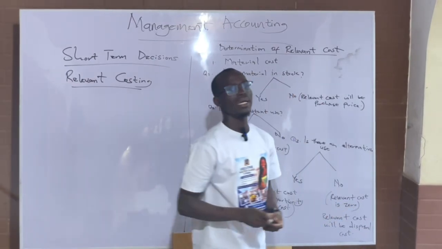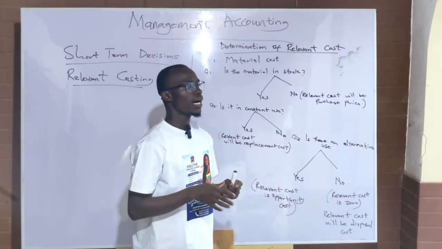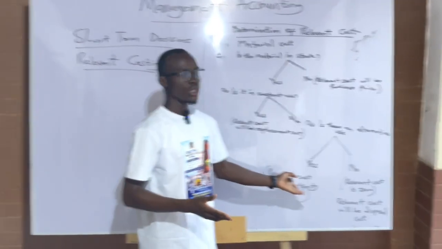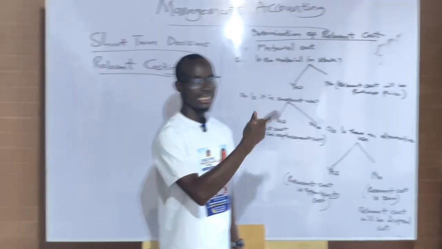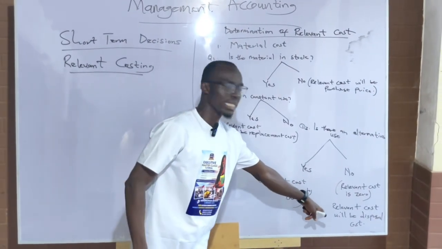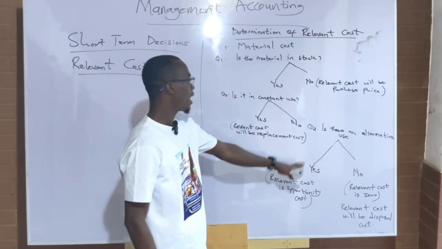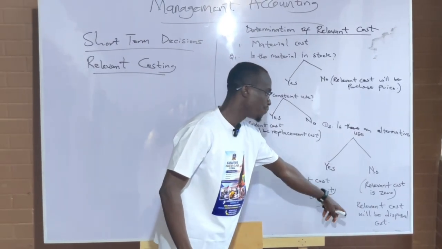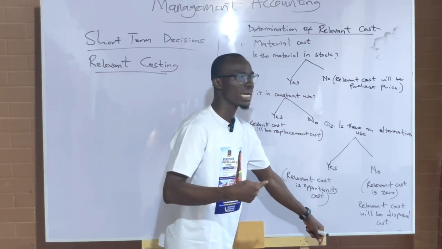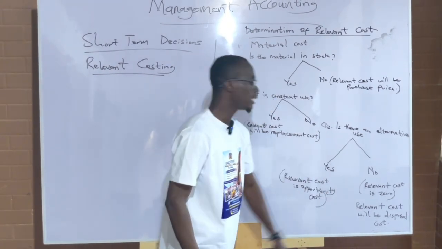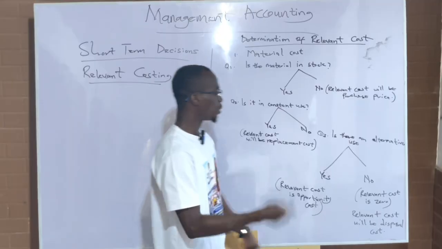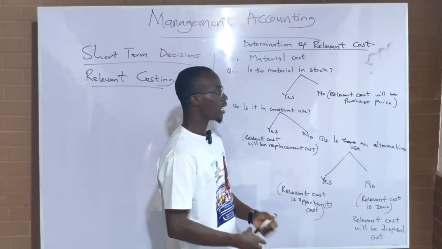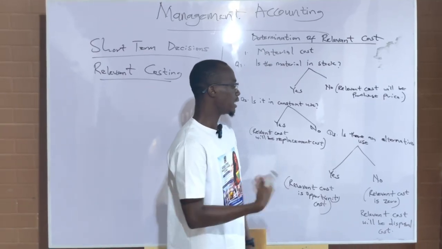Assuming there is a chemical that you don't use for a particular product, you can't use it for anything, and it has even expired, so before you can dispose of it you need to incur some cost. So in a case where there is no alternative use for the material, the relevant cost can be zero. But if you need to incur some cost before you can even throw it away, then the relevant cost becomes the disposal cost.